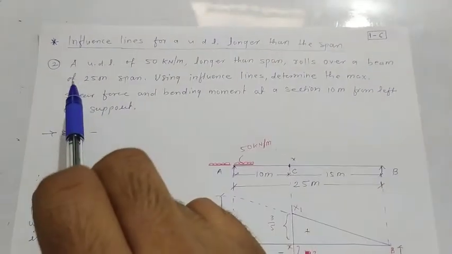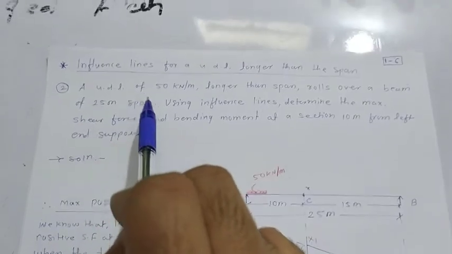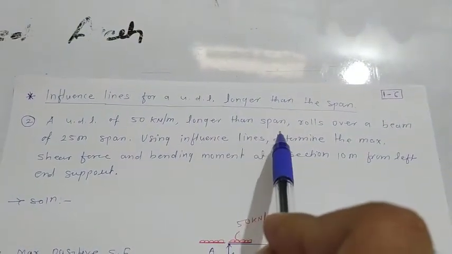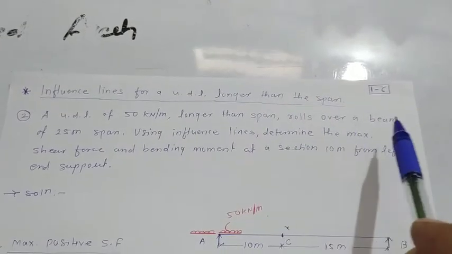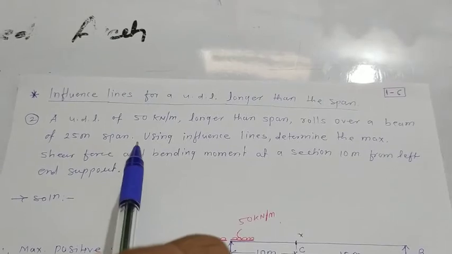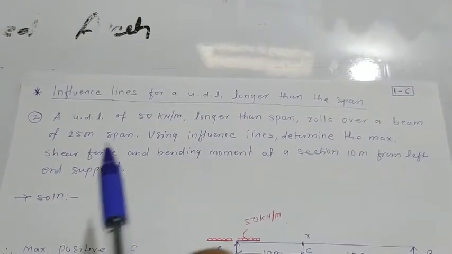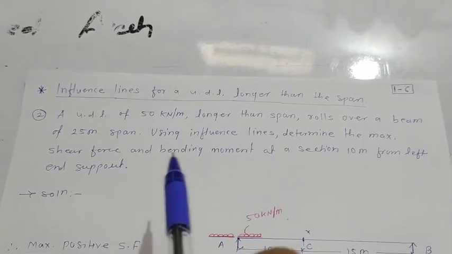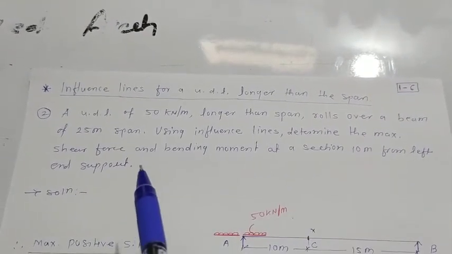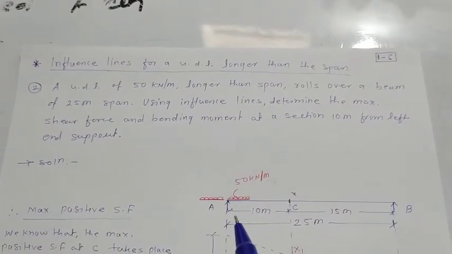Okay, so let's say the problem statement: a UDL of 50 kilonewton per meter longer than the span rolls over a beam of 25-meter span. Using influence line, determine the maximum shear force and bending moment at a section 10-meter from left end support. Okay, so this one is the problem.